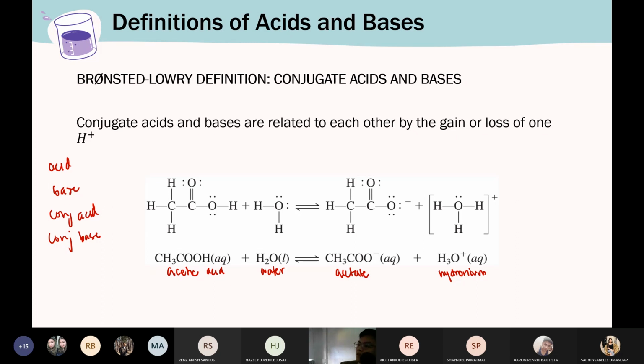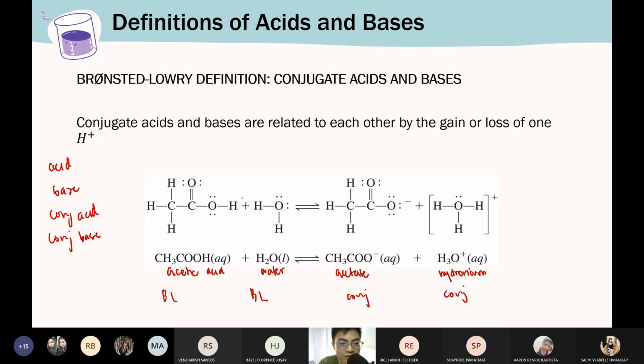Sabi ni Christine, BL acid, acetic acid, BL base, water, conjugate acid, hydronium, conjugate base, acetate. Okay. And I think yun din sagot ng iba, no? Yeah. Okay, so tama kayo. Very good. So, yung mga nasa left side, yun yung mga BL. Tapos yung mga right side, yun yung mga conjugate na.